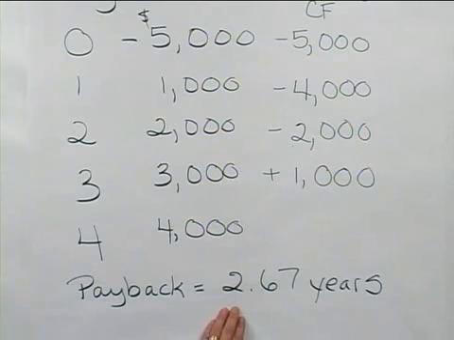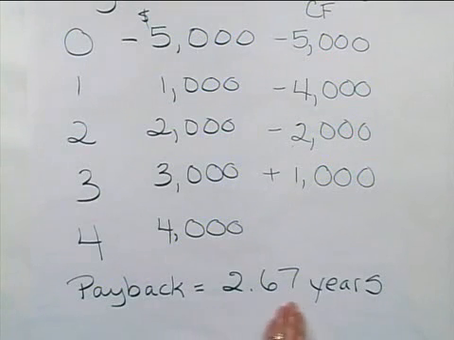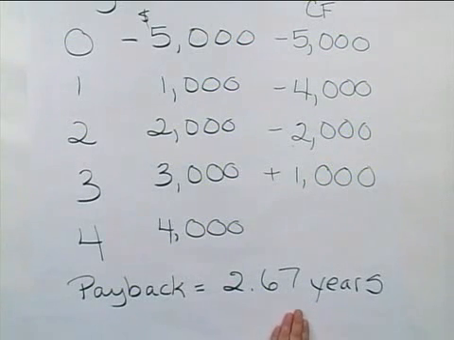We had negative $2,000 in cumulative cash flow up to that point. Well, we would get the first $1,000 in the first third of the year, the second $1,000 in the second third of the year. So the payback for this particular project is 2.67 years, 2 2/3 years. So this project will pay back after 2 years and 2/3 of a year have gone by.